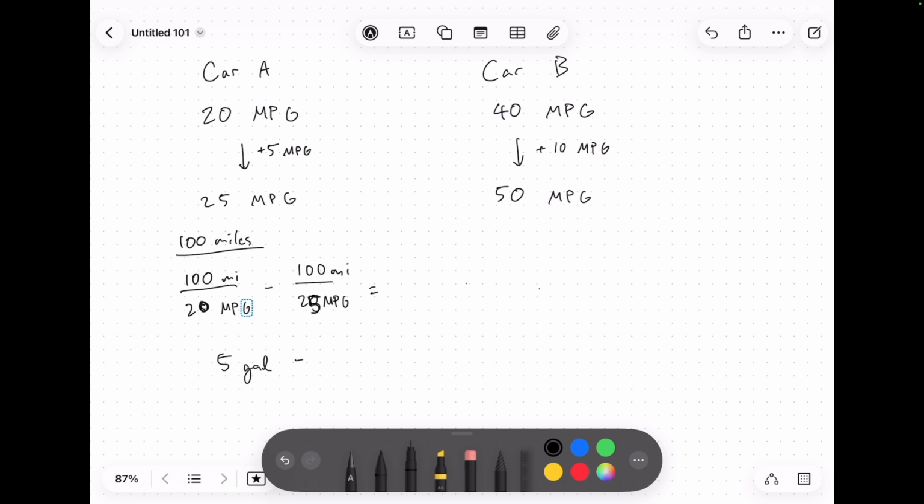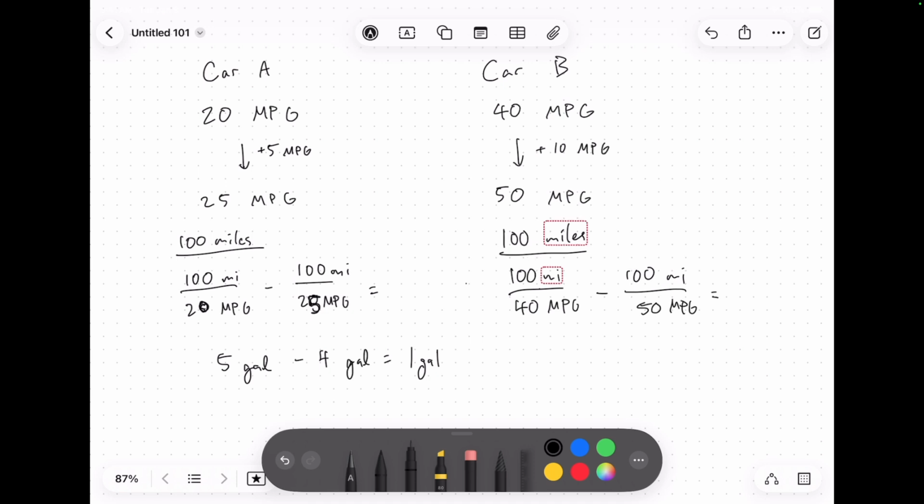Minus 100 divided by 25 is 4 gallons. So by making this upgrade, I save 1 gallon. Whereas, if I drive 100 miles with car B, we would have 100 miles divided by 40 mpg minus 100 miles divided by 50 mpg.